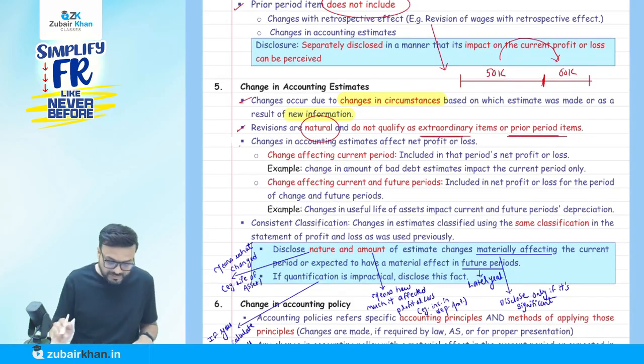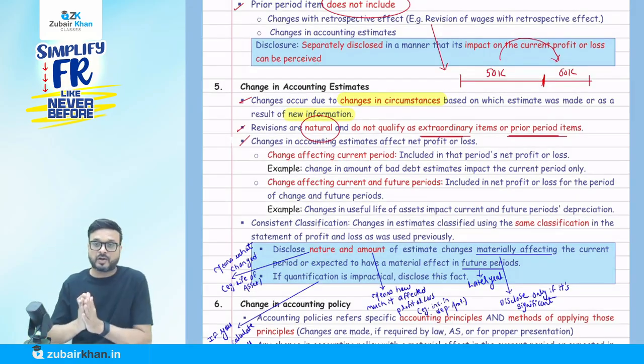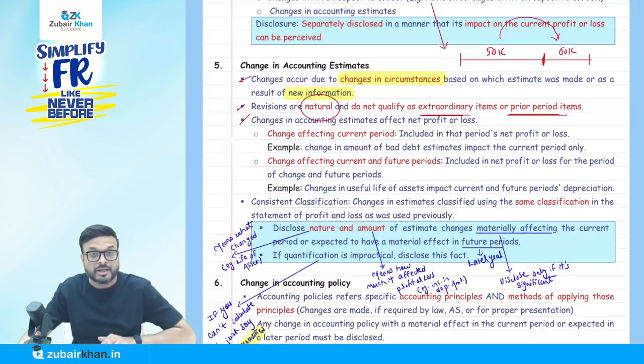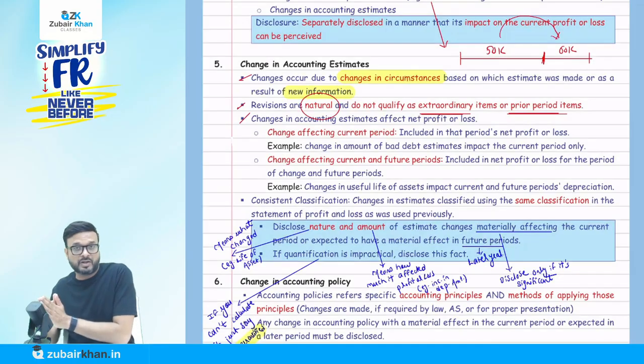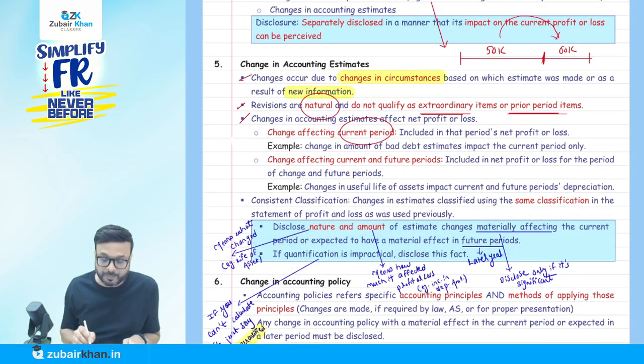Now the next point says that a change in accounting estimate affects the net profit or loss. Now listen carefully. What does it mean? When we talk about the change in accounting estimate, that is going to affect my profit and loss account. It might affect only the current period, or it might affect the future period as well. Current and future, both of them. Now please understand this point.